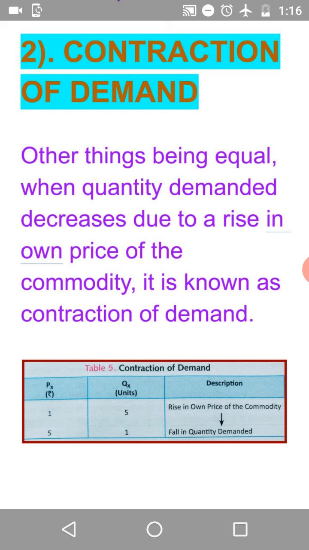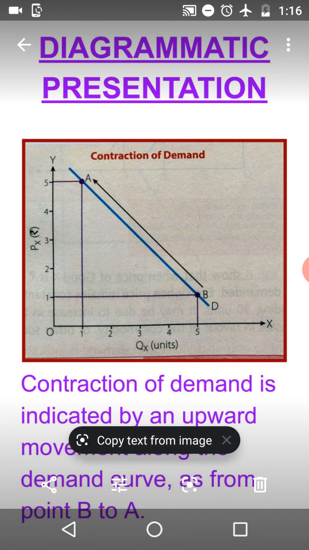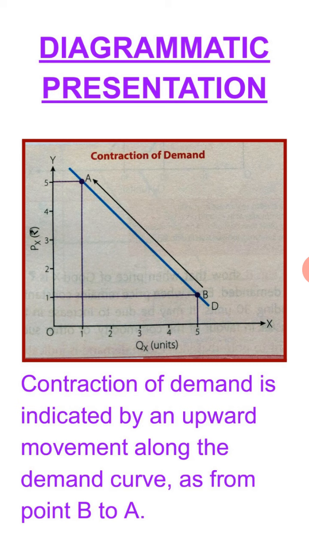See the schedule over here. Initially the price was 1, so demand was 5 in the economy, and as soon as the price increases to 5, the demand decreases to 1. So as soon as price increases, its quantity demanded decreases. Let us see the diagrammatic presentation. Initially when the price was 1, the demand was 5, indicated by point B. Now price increases to 5, the demand decreases to 1, indicated by A.